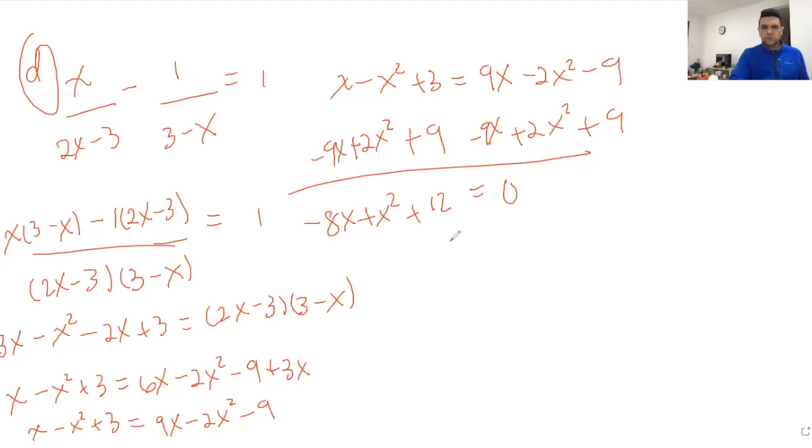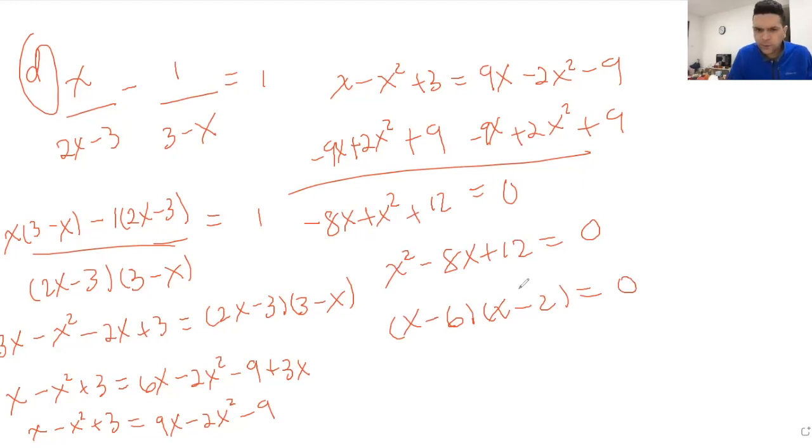Okay. So now we got x squared minus 8x plus 12 equals 0. Now I can factorize this as (x minus 6)(x minus 2) equals 0. Negative 6 times negative 2 is positive 12. Negative 6 and negative 2 multiplied together will give you positive 12. So sorry, negative 6 and negative 2 added up will give you negative 8.